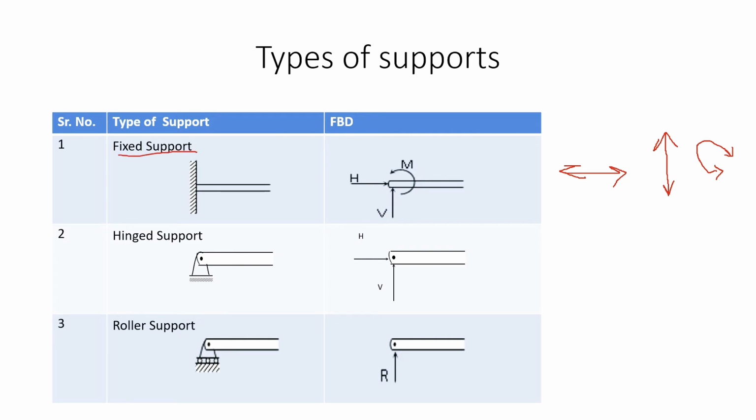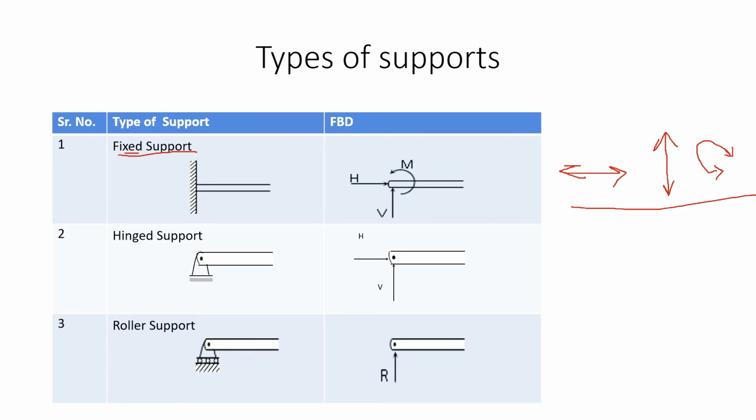What do you mean by fixed support? Any body that is fixed. I'm not allowing that body to move in any direction. This particular beam cannot move in any direction. When I restrict the motion of the body in all directions, then in all those directions a reaction will appear. One more time, whenever I restrict motion in a particular direction out of these three motions possible in a 2D plane, I can say that in this particular direction support is provided.